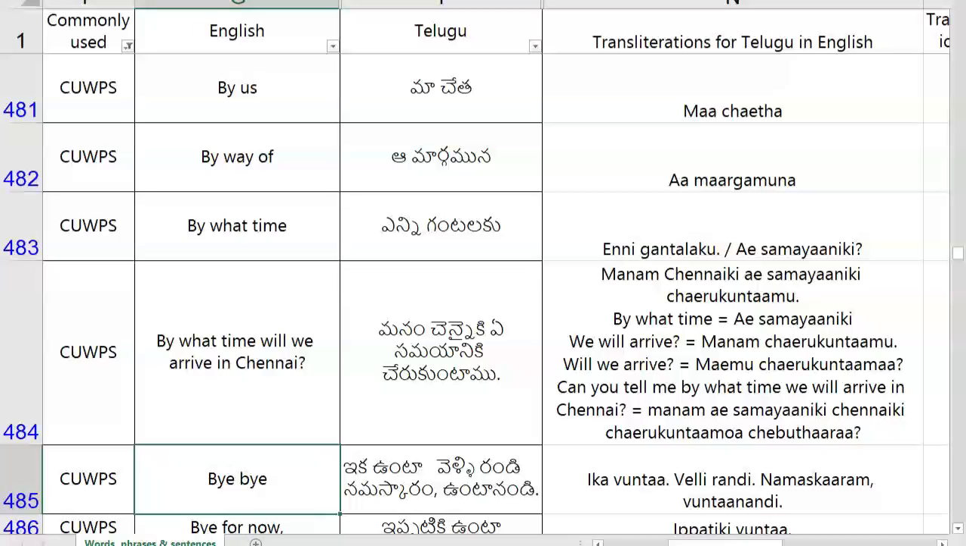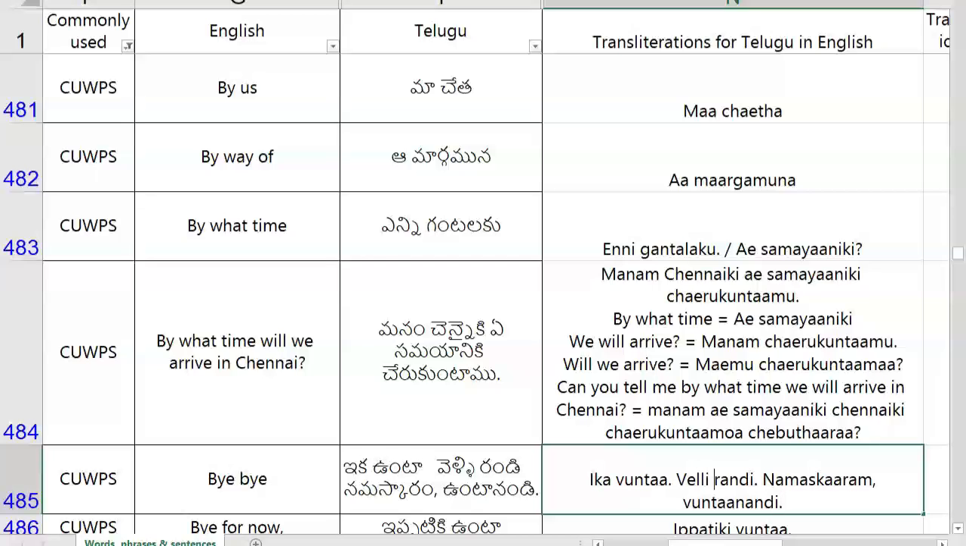Okay, the next phrase is bye bye means ika unta. It has several meanings. All these are contextual meanings only, not word to word translation. So ika unta, if you see the word to word translation, it means then I stay here. Ika unta. Velli randi.